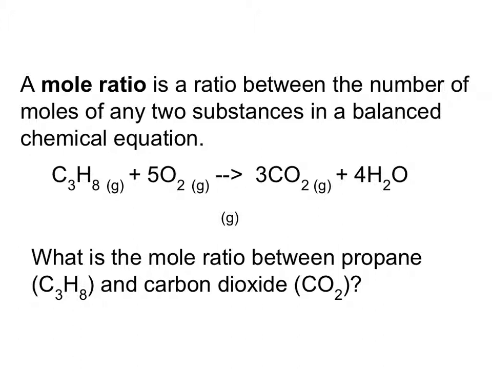What's the ratio between propane and CO2? Well, just look at the numbers. The number in front of propane is 1. The number in front of CO2 is 3. So the ratio is either 1 to 3 or 3 to 1, depending on how you want to look at it. And either one might be used.